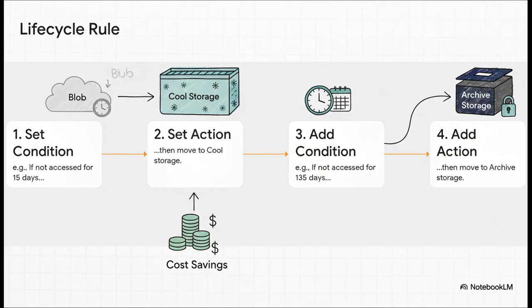And look at how incredibly simple this is to set up. You just go into Lifecycle Management and add a new rule. It's all if-then logic. For example, you can say, if a blob hasn't been touched for 15 days, then move it to cool storage. Simple. And you can stack these rules. Add another one that says, if that same blob then isn't accessed for another 120 days, then move it all the way down to archive. You set it up once, and it just works in the background, saving you money. It is an absolute cost-saving powerhouse.